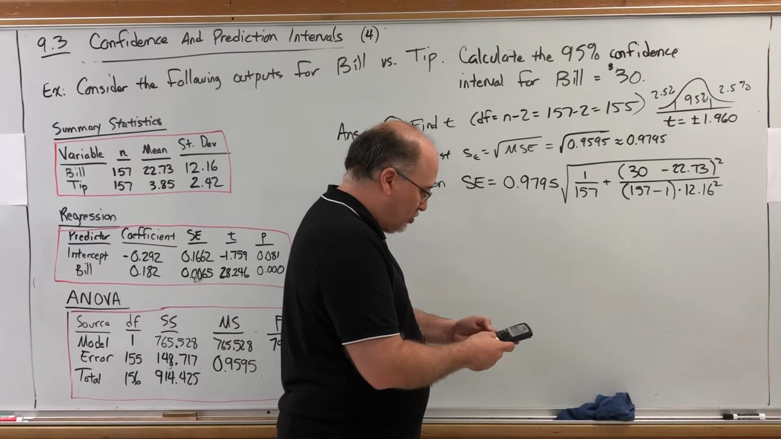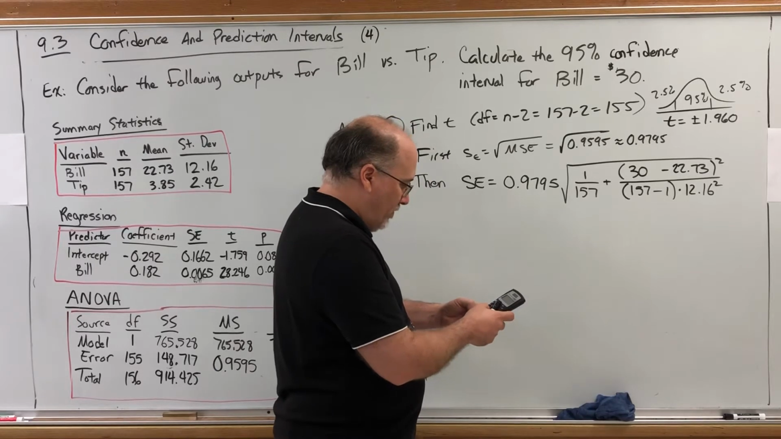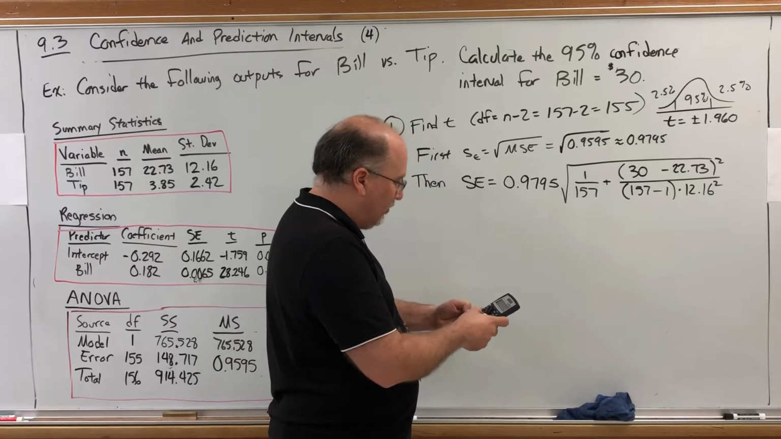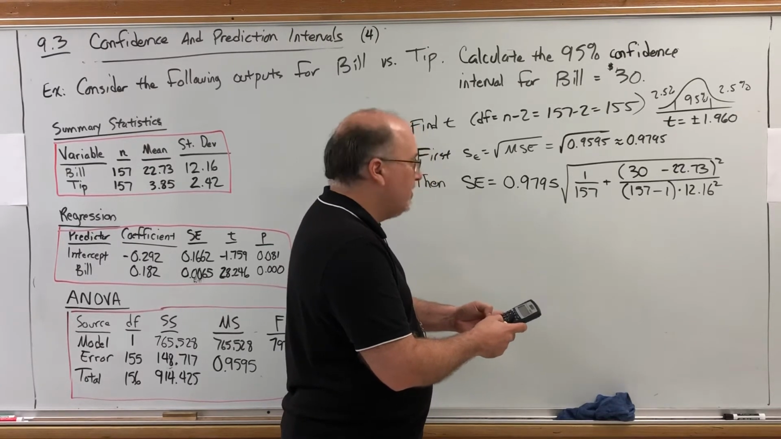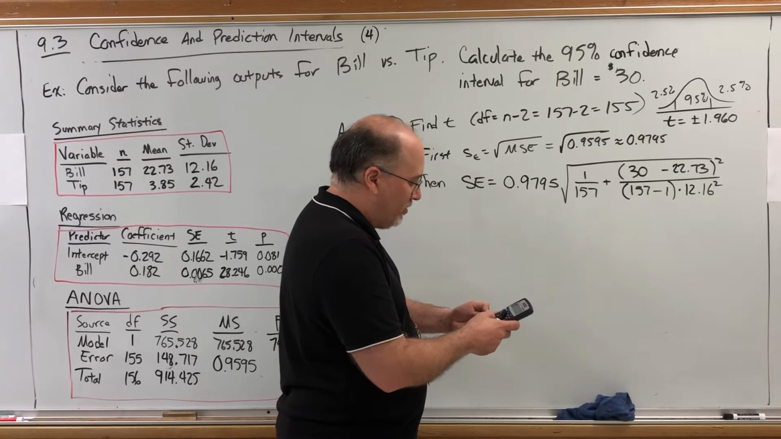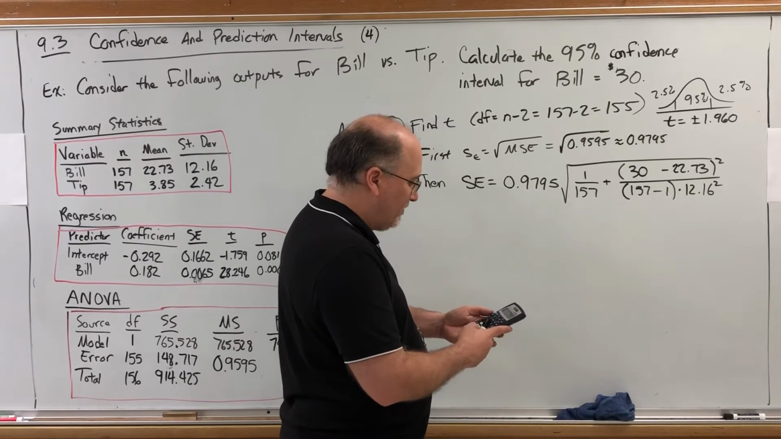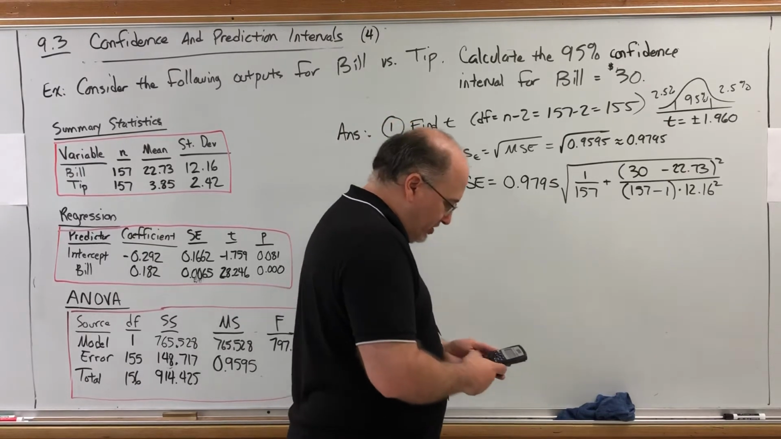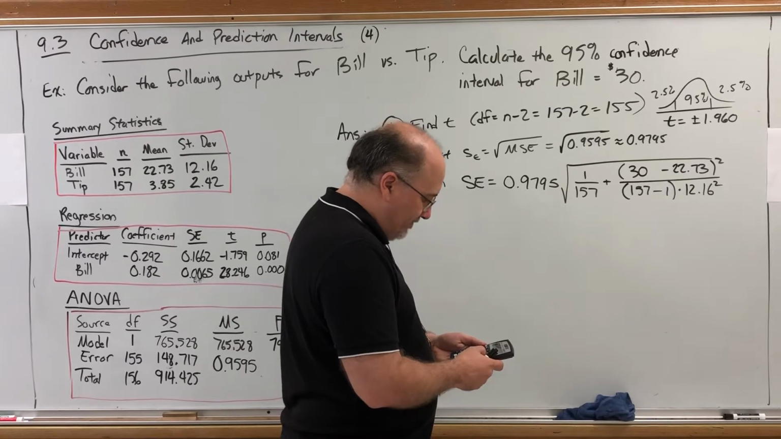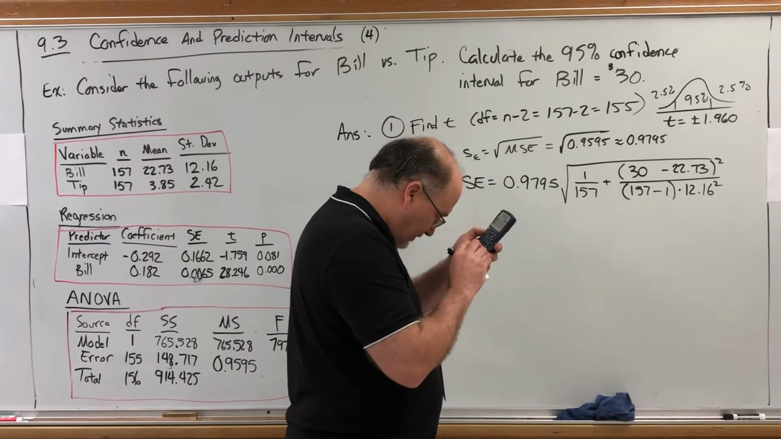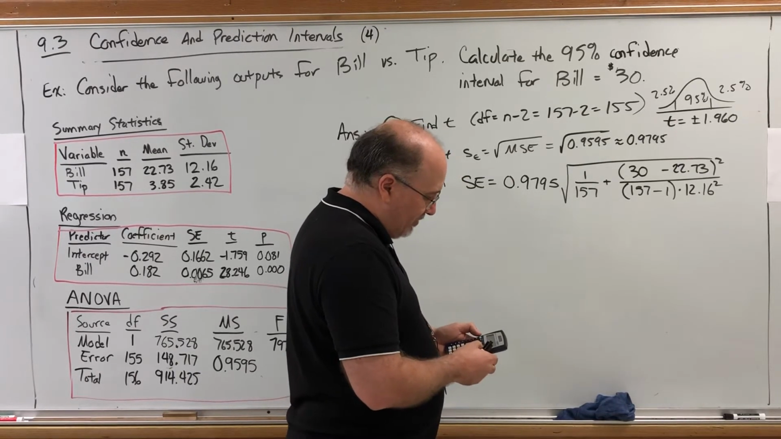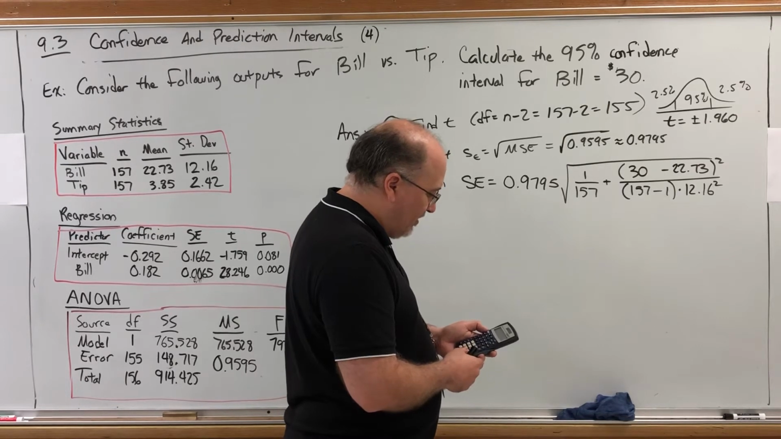So 0.9795 times square root of 1 over 157 plus the quantity 30 minus 22.73 squared divided by the quantity 156 times 12.16 squared. I think I need to close off all my parentheses. And I got a syntax error. Well, that's discouraging. Oh, I see why. I did not press the correct symbol for square root. Where is it? I need new glasses. All right, let me make sure everything's set up correctly. I may have an extra open parentheses. I'm going to put it in one more time.